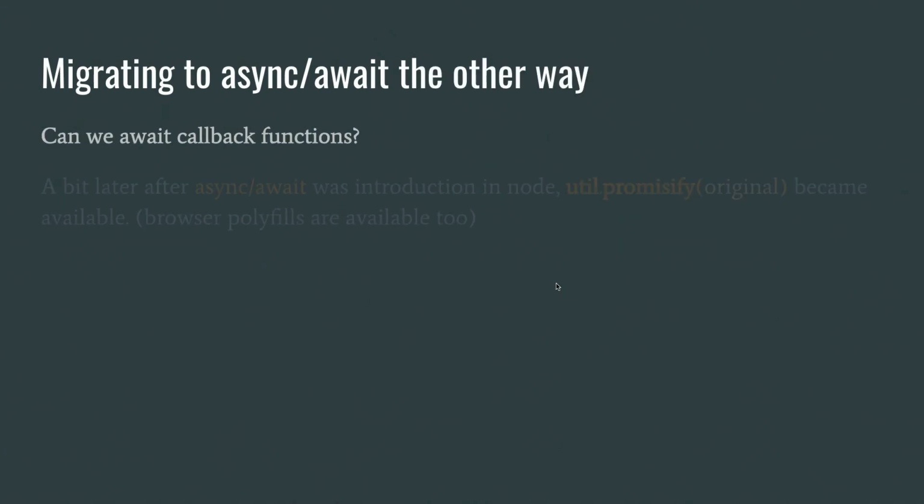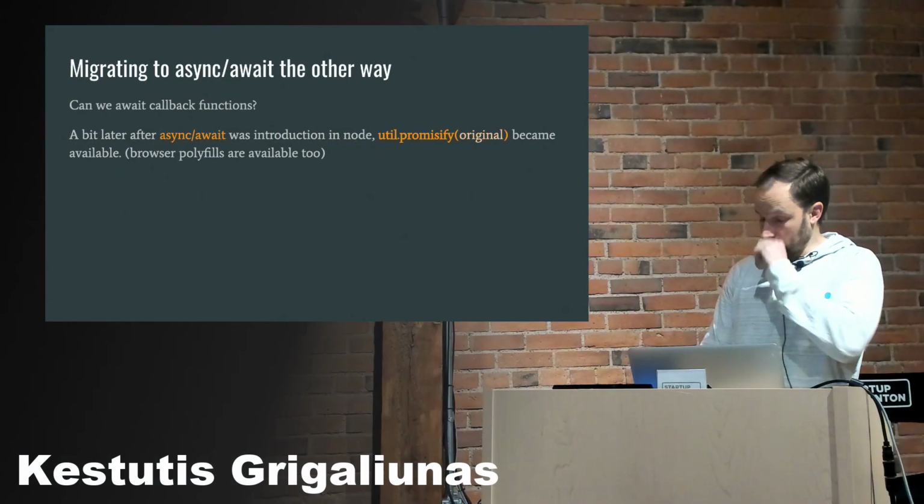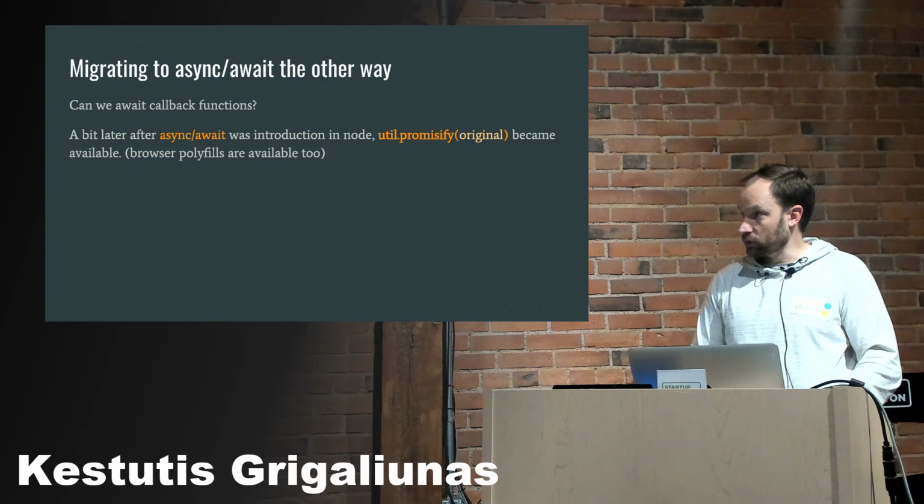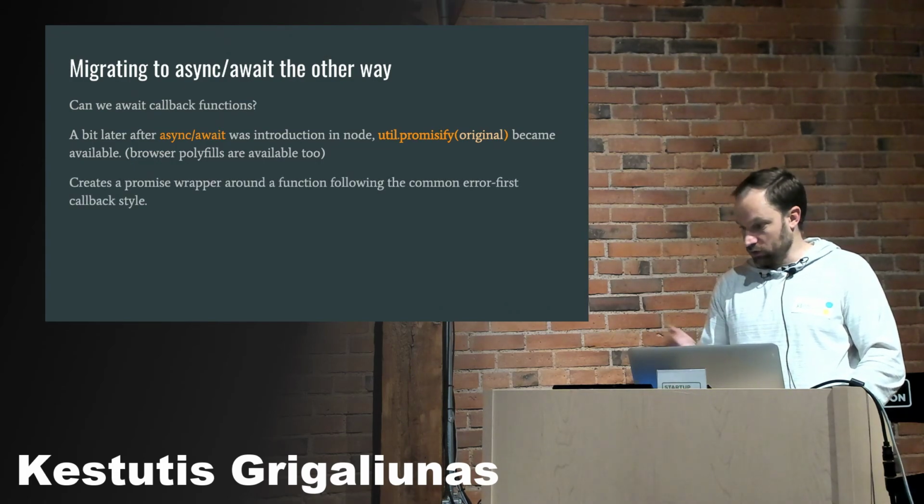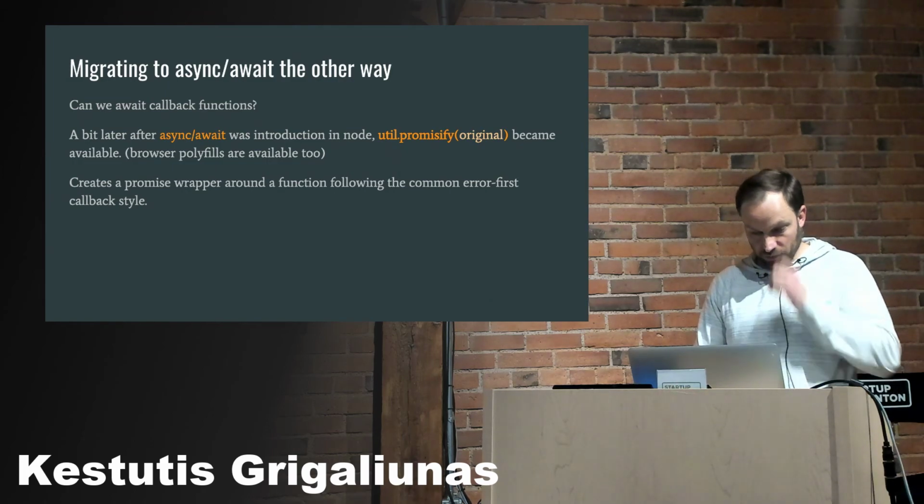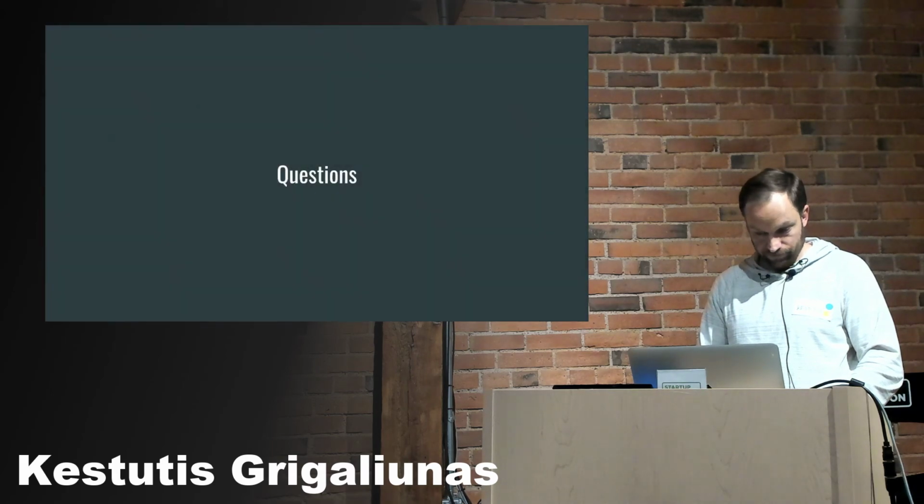The other way is to await the callback function. Just a bit after async await was introduced, util.promisify was made available. So basically it's pretty easy. You just pass in the original function that expects callbacks, error-first style, and it creates a wrapper for you. After that, you can await it.